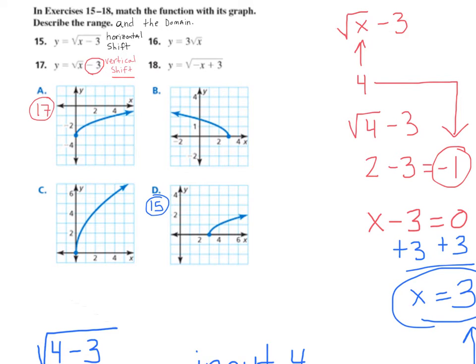Okay. Now B is much easier. If you notice, all the graphs are moving up and to the right, up and to the right.